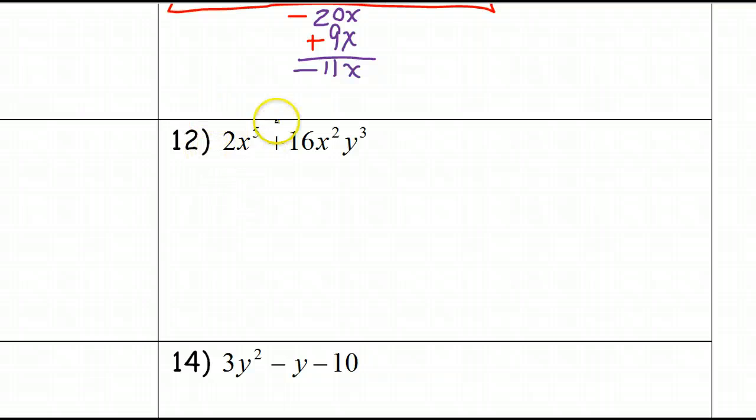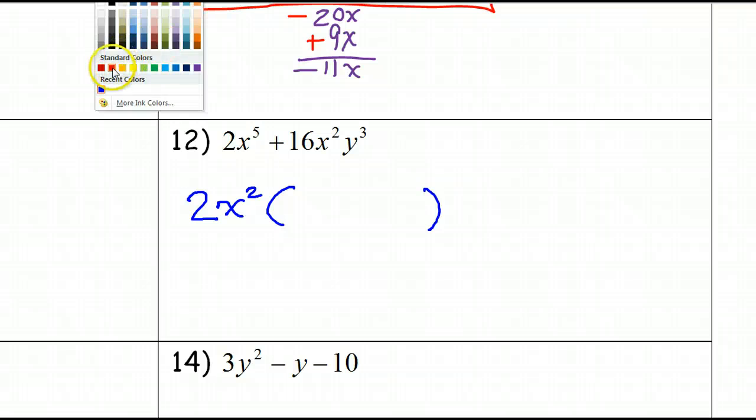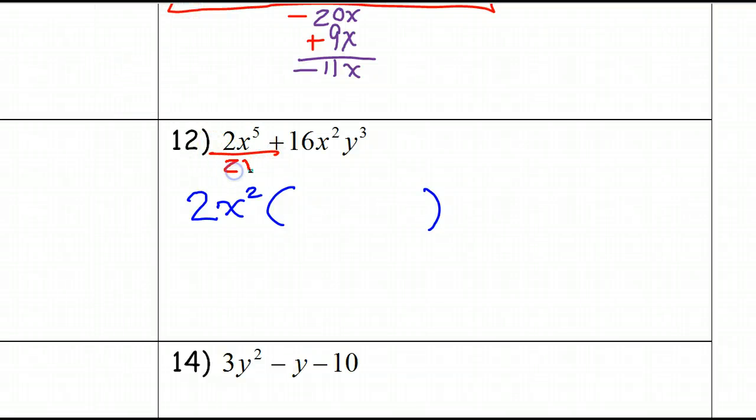Okay, number 12. GCF. I see a 2 common. X, alright, they both have x squared. Alright, they don't have y in common, so I'll stop there. Then I will divide by my GCF. So 2x squared, 2x squared.